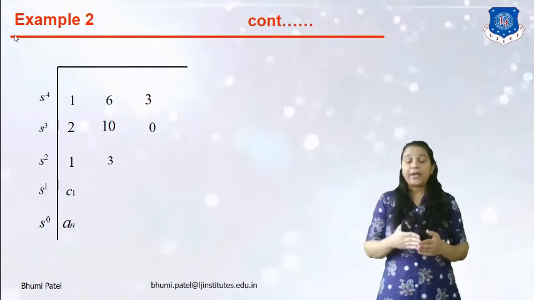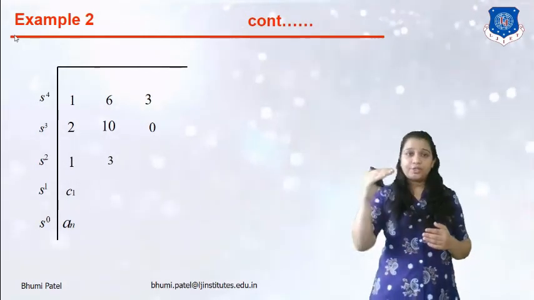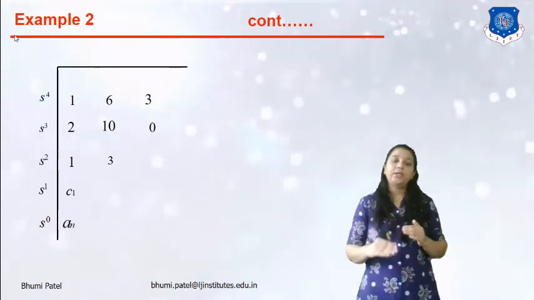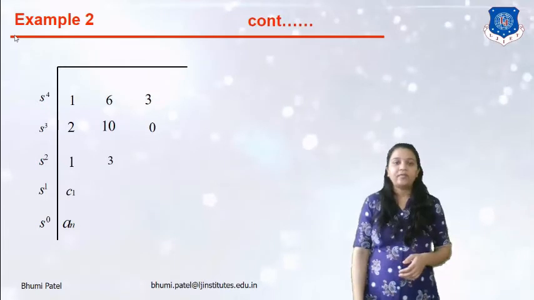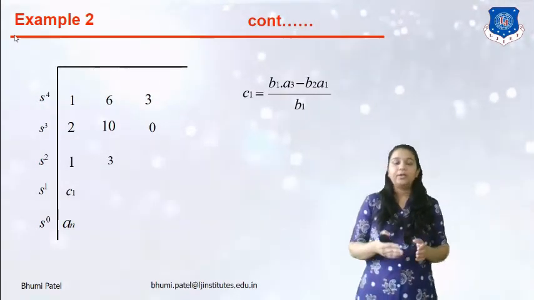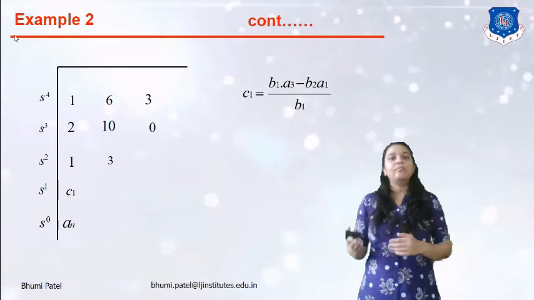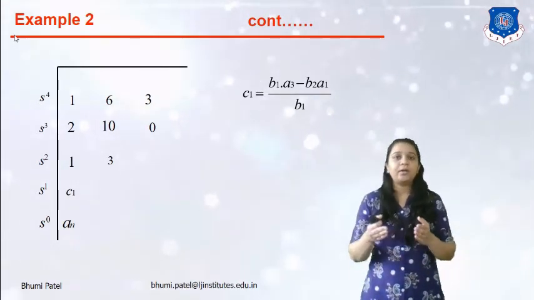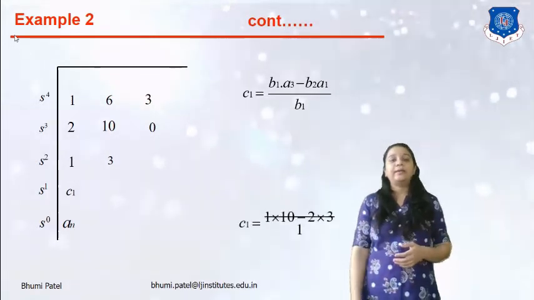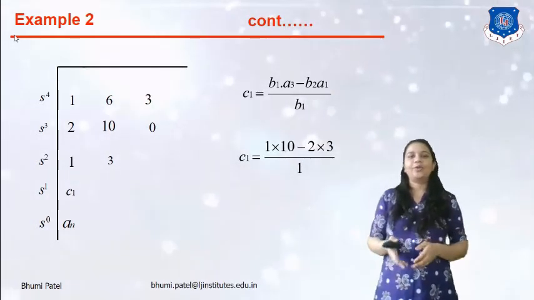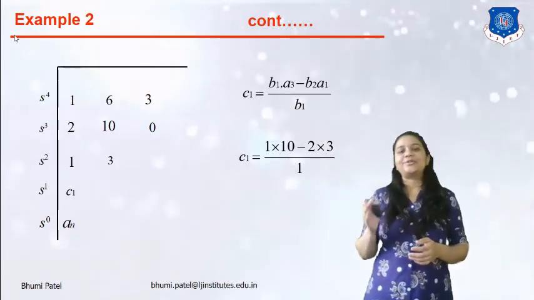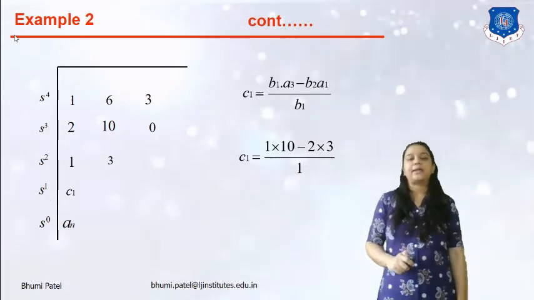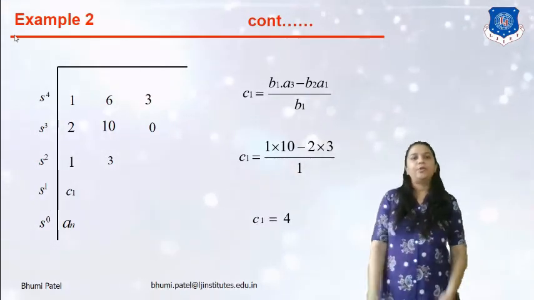Now our target is to find the value of c1. For that we skip the first row and only consider the second and third rows. So the equation for c1 is b1 into a3 minus b2 into a1, upon b1. Putting the values of b1, a3, b2, a1, we get c1 is equal to 1 into 10 minus 2 into 3, upon 1. Simplifying, the value of c1 is equal to 4.